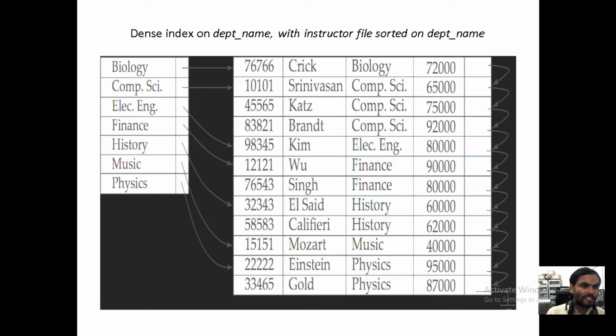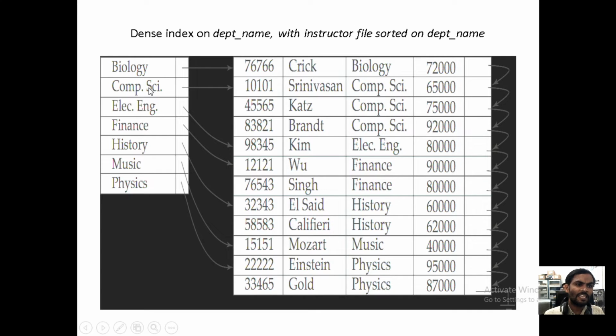Now the dense index on the department name, with the instructor file sorted on department name. Previously we took instructor ID, here we are taking the department name. Now biology is a department, related to Crick, the instructor whose instructor ID is 76766. Now again it is pointing to the second record. When you are searching the department biology, again it is searching the entire n number of records.